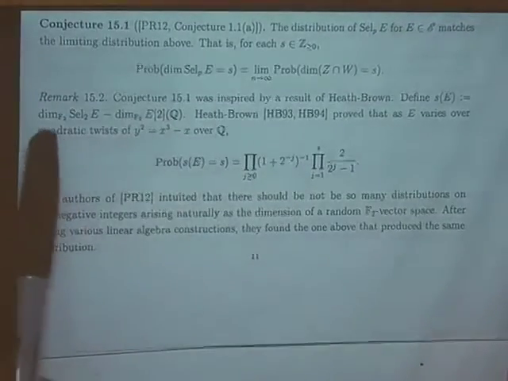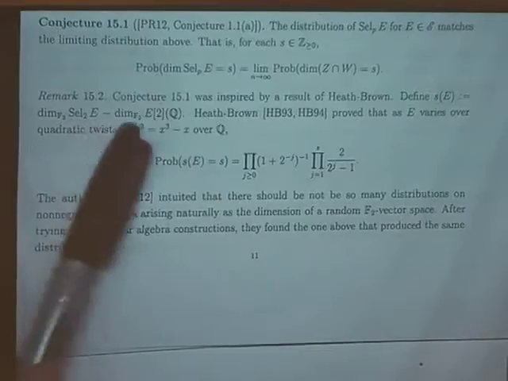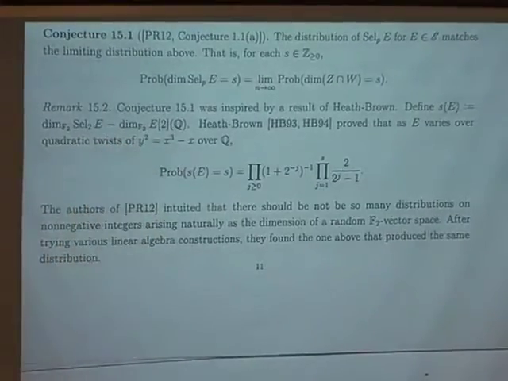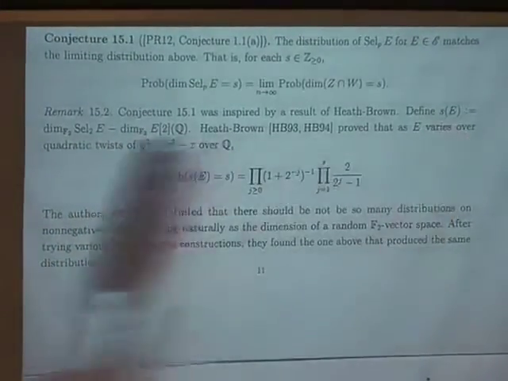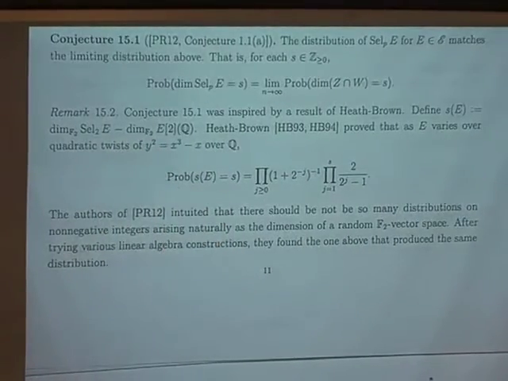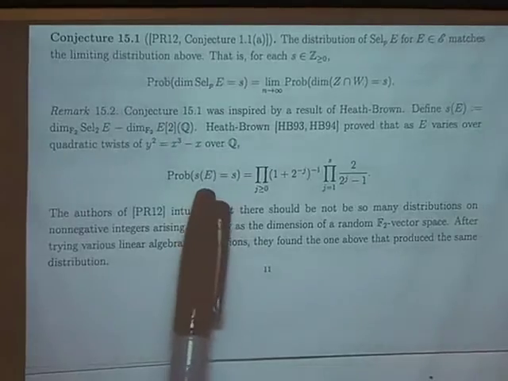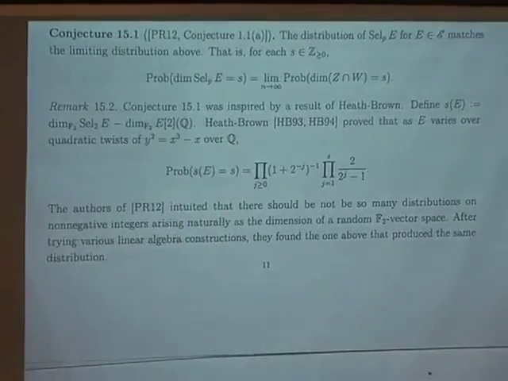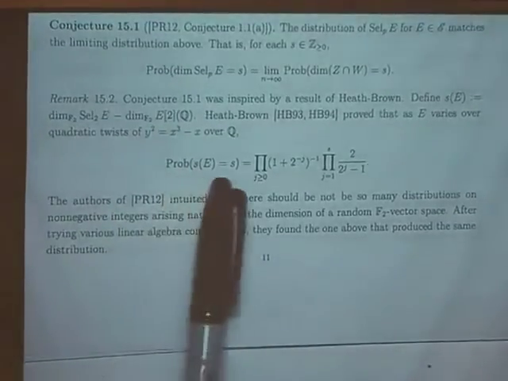So instead of looking at the dimension of the Selmer group, it's natural to subtract off the bonus and look at the actual, so that's what this S of E is defining. It's more or less looking at the dimension of the Selmer group, except we've subtracted off the boring part. And then the question is, what's the distribution of that?